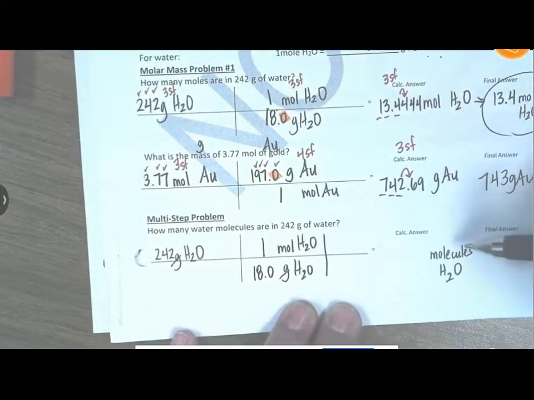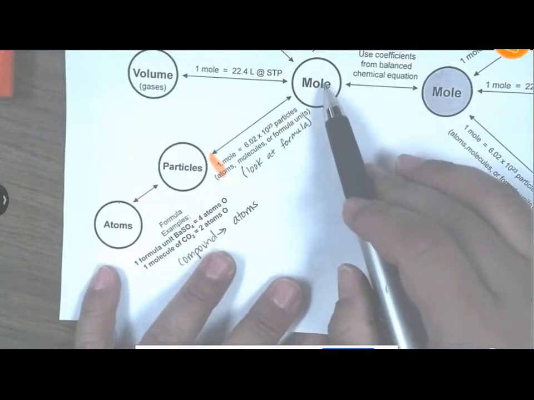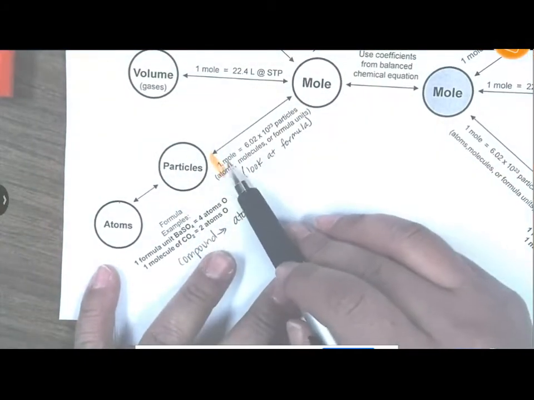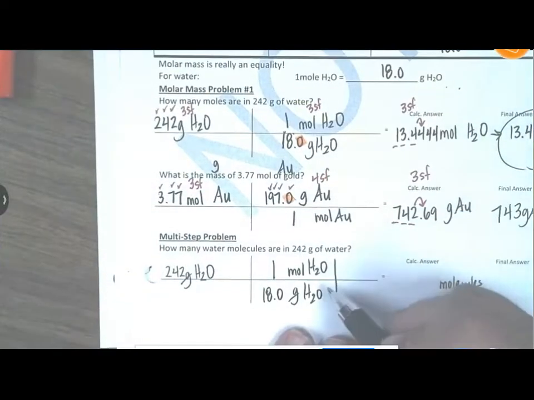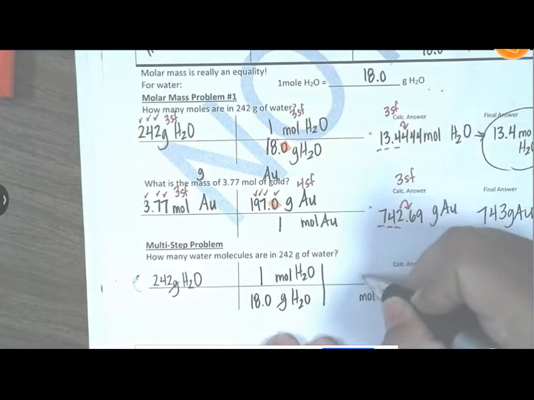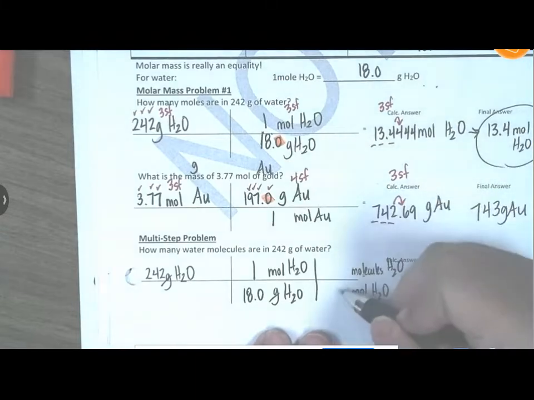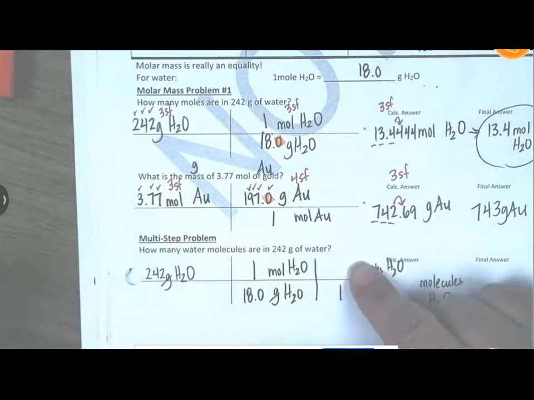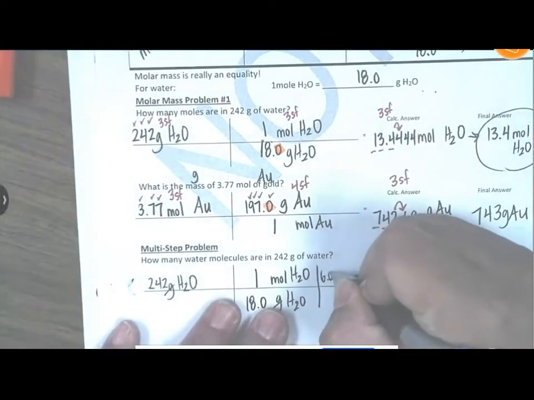But I'm still not done. I need molecules. So according to my stoichiometry island diagram, I've got to go from moles to molecules, where 1 goes with the mole and Avogadro's number goes with particles, or molecules. So I'm going to cancel out moles of H2O by putting that down here. And I'm going to put the particles, molecules of H2O, up here. Remember, 1 goes with the mole in this chapter, so 1 goes here. The other number, let's say I get confused, is Avogadro's number, 6.02 times 10 to the 23rd.